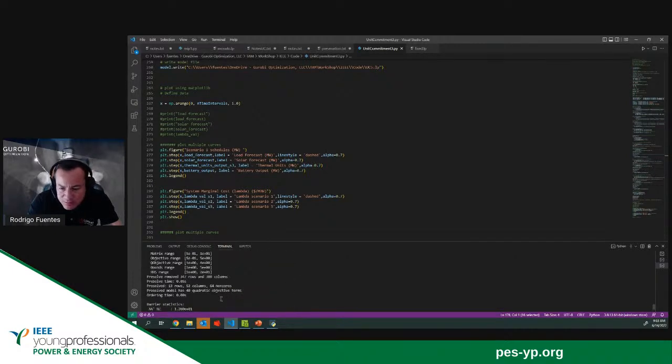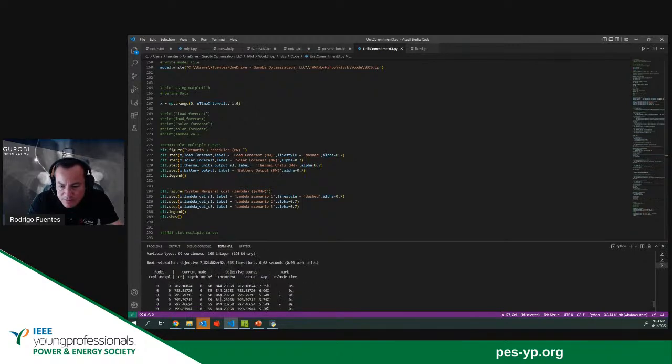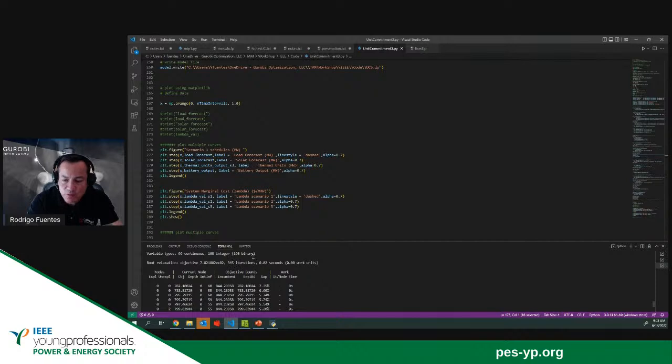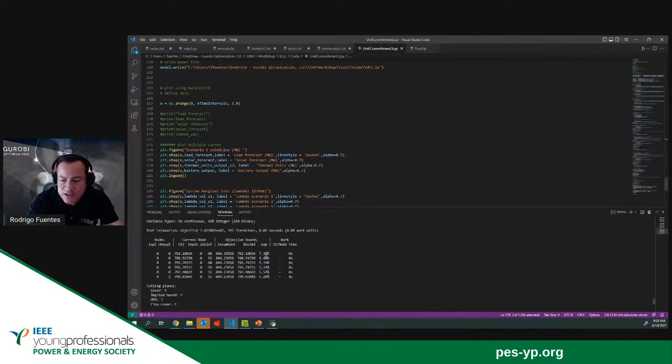If I scroll a little bit up, I should see the output of the MIP problem. Yeah, here it is. So this one, you see the same problem had some binary variables, 160 binary variables, if you recall. And this is a MIP problem where we're deciding when to commit the unit, when to start up or shut down. And here you can see the evolution of the gap we talked about.